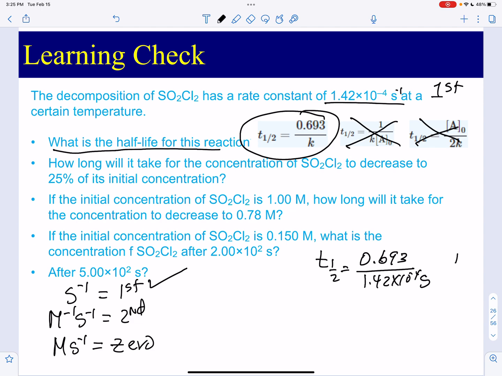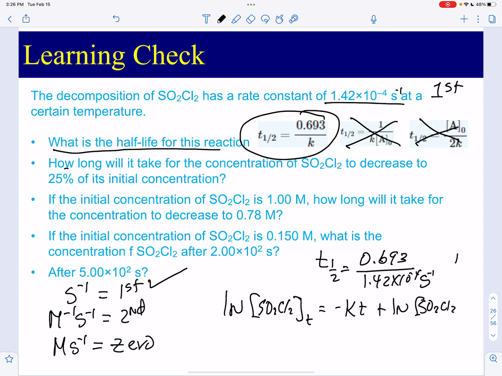So what about the second question? How long will it take for the reaction of SO2Cl2 to decrease to 25% of its initial concentration? We know this is first order, right? So ln of SO2Cl2 at time t, that's what we're looking for, equals minus kt plus ln of SO2Cl2 initial concentration. It doesn't give us the initial concentration, but we know that we want the time that it takes for the initial concentration to make it all the way down to 25%.